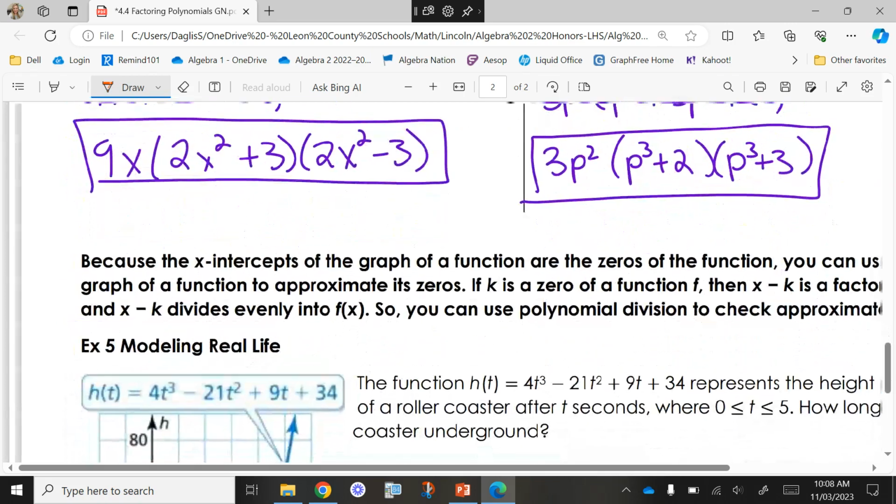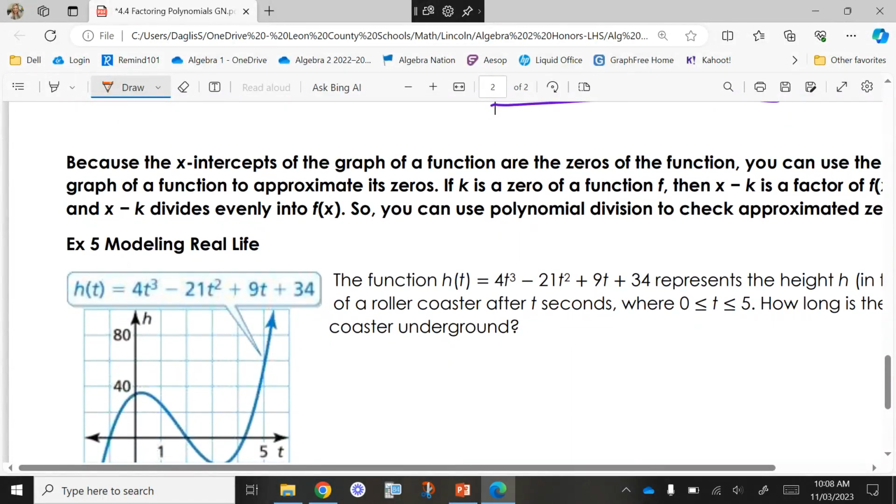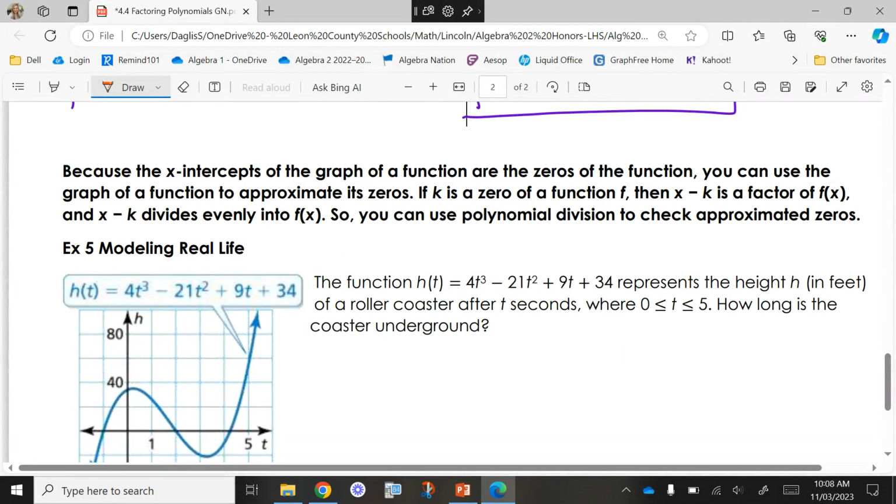All right. Because the x-intercepts of a graph of a function are the zeros of the function, you can use the graph of a function to approximate its zeros. If k is a zero of a function f, then x minus k is a factor of f of x, and x minus k divides evenly into the function. So we can use polynomial division to check the approximated zeros.